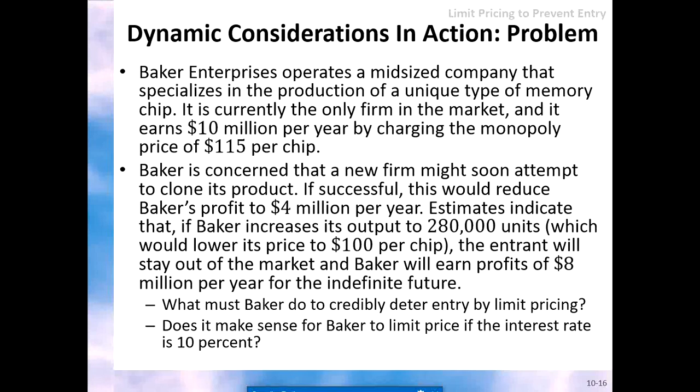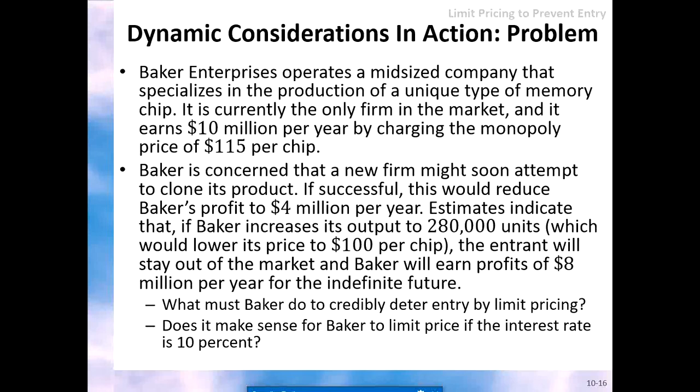Now let's see this demand consideration in action. Suppose Baker Enterprise operates a mid-sized company that specializes in the production of a unique type of memory chip. It is currently the only firm in the market, and it earns $10 million per year by charging the monopoly price of $115 per chip. Baker is concerned that a new firm may soon attempt to clone its product. If successful, this would reduce Baker's profit to $4 million per year. Estimates indicate that if Baker increased its output to 280,000 units, which would lower its price to only $100 per chip instead of $115, the entrant will stay out of the market and Baker will earn a profit of $8 million per year for the foreseeable future.